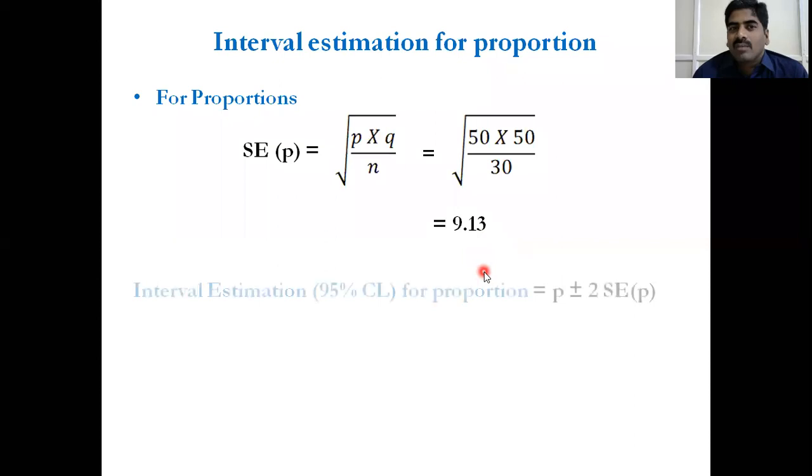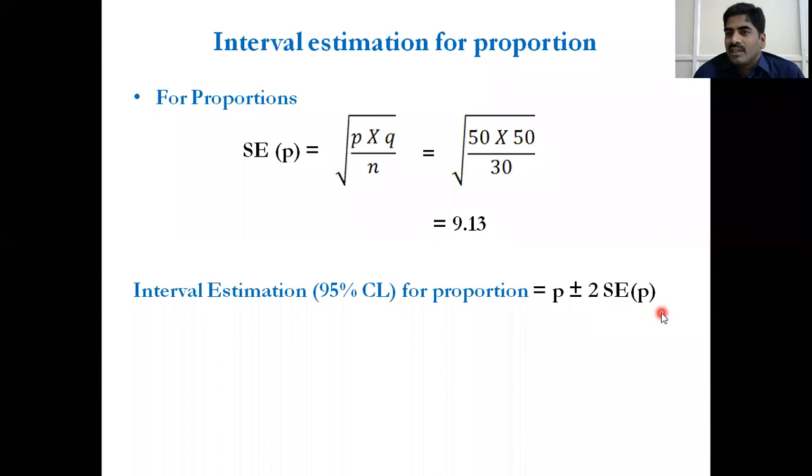Next, what is the formula for interval estimation for proportions at 95% confidence level? That is P plus or minus 2 into standard error of P. What is P? Prevalence is 50% plus or minus 2 times the standard error of P, which is equal to 9.13.